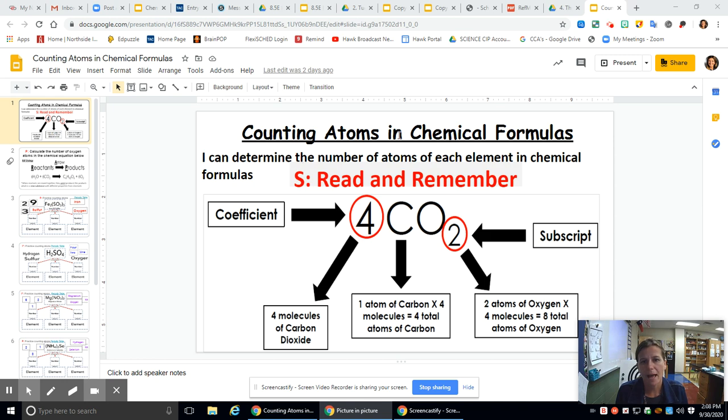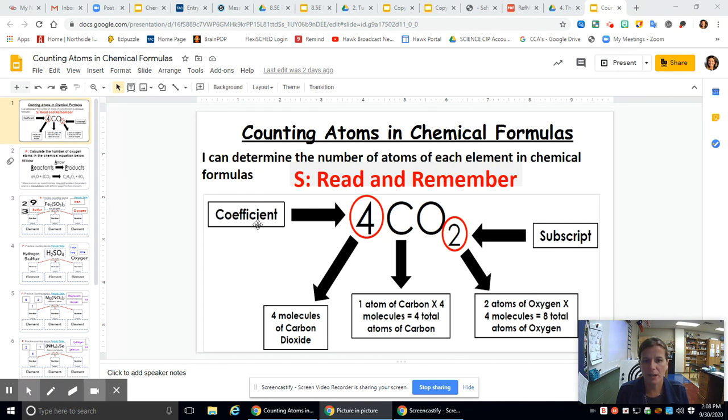Today we're counting atoms in chemical formulas. Your I can statement reads, I can determine the number of atoms of each element in a chemical formula. So for your starter, let's read and remember these two vocabulary words.